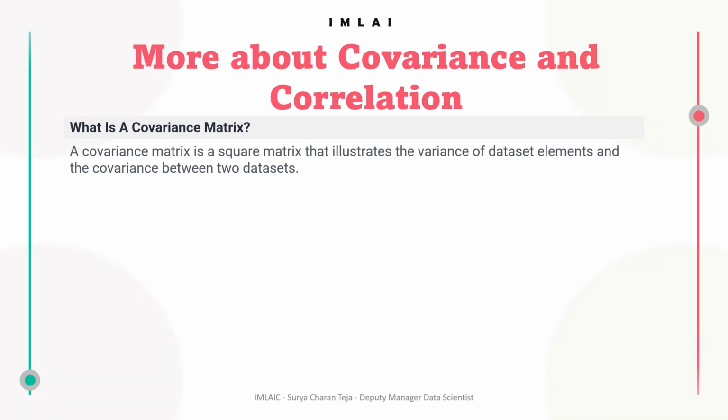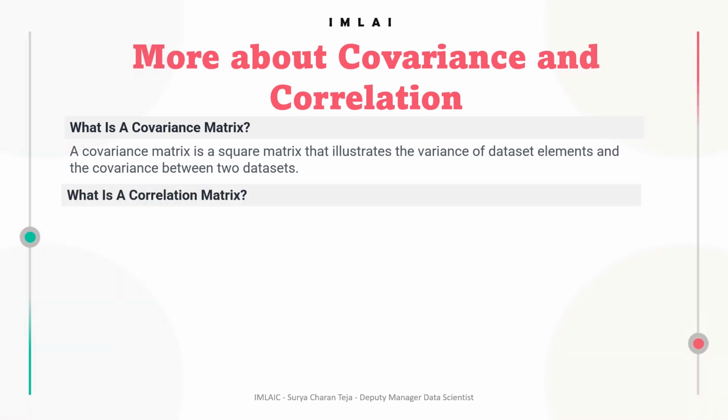Now let's see more about the correlation and covariance. As we have a covariance matrix, similarly we'll also have a correlation matrix. So what's the difference between the covariance matrix and correlation matrix? A correlation matrix can be defined as a matrix with correlation coefficients among different variables.